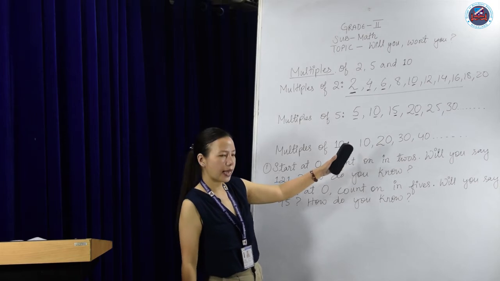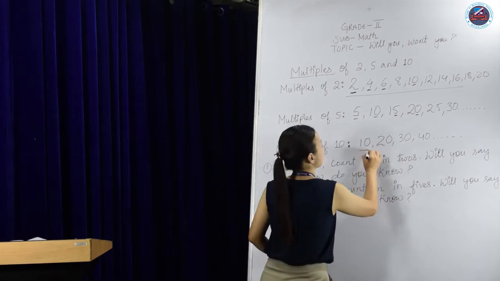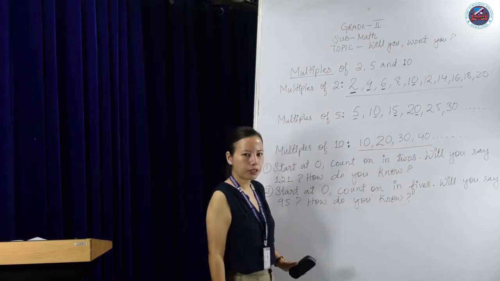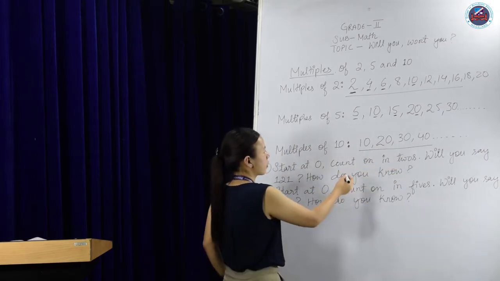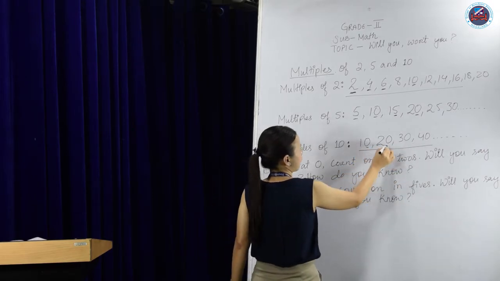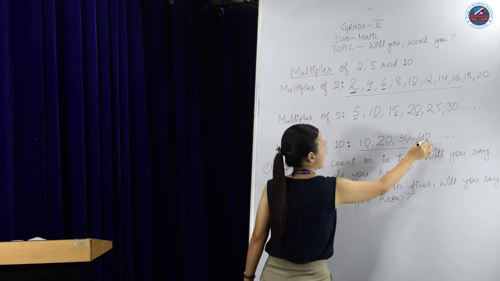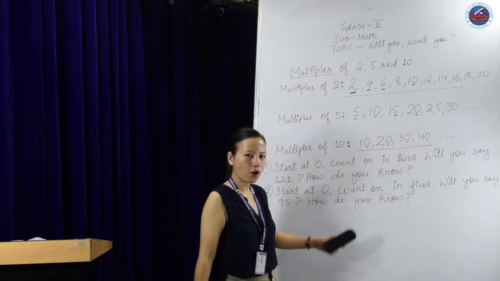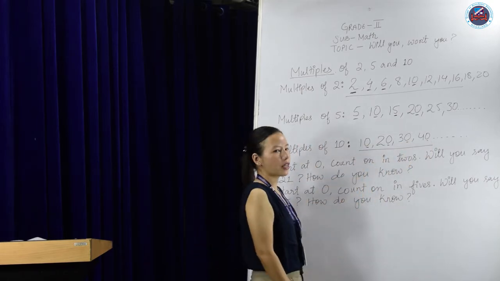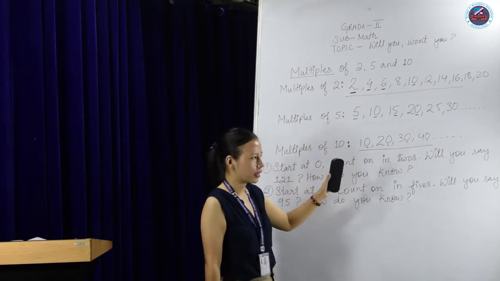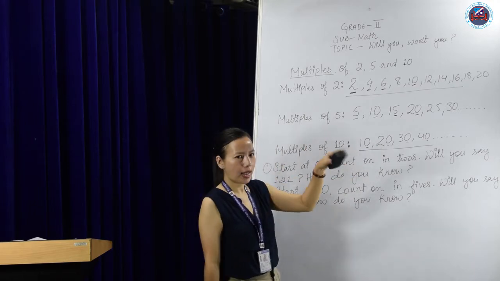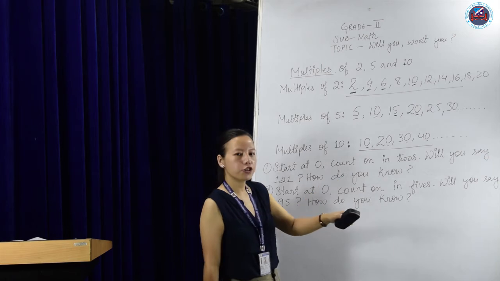Now let's have a look again at these multiples of 10. So these are your multiples of 10: 10, 20, 30, 40, and so on it goes. Here, when we look at the one space, we find 0 in all these multiples. That means your one space is 0. So for a multiple of 10, the one space should be 0.